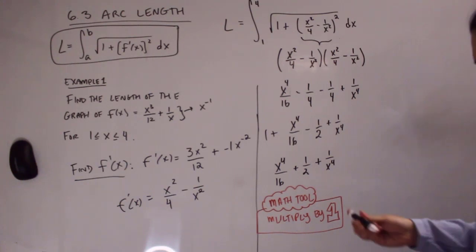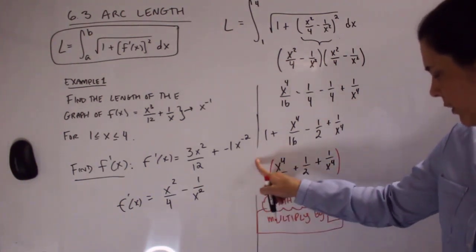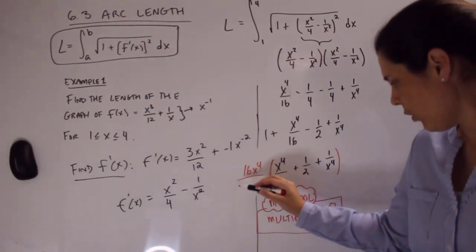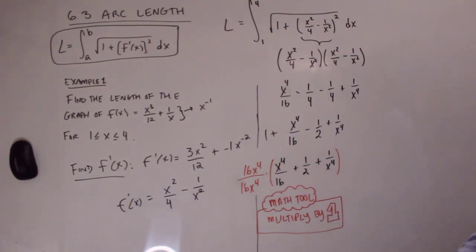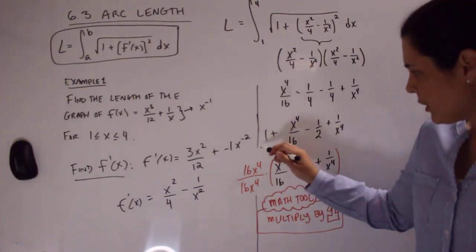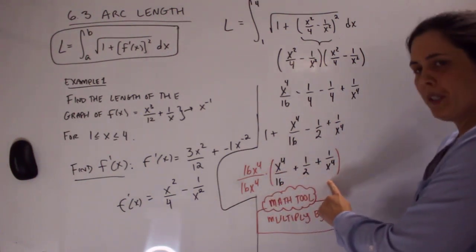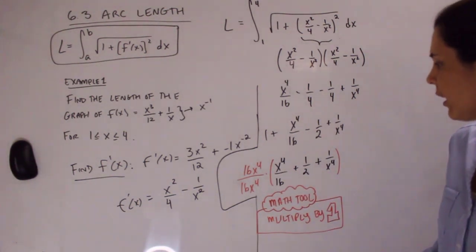So what we want to do is multiply by the number 1 in the form of 16x to the 4th over itself. And here's why that's a good option. It's a good option because if we multiply by this, it will get rid of all of the denominators in all 3 of our fractions, and we can see more clearly how we can factor that out.